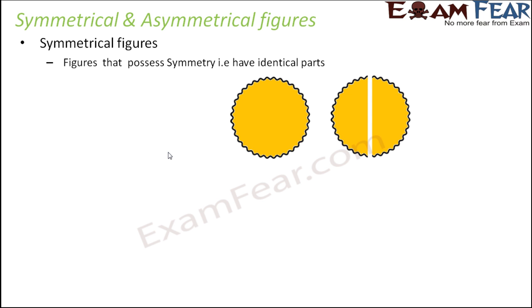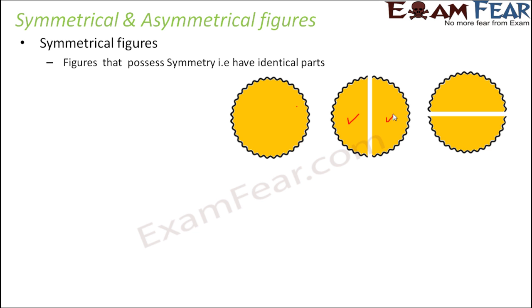Think of this axis, this line. If you fold the paper along this line, what happens? You get two identical parts and they exactly cover each other completely. So that means this figure has symmetry.